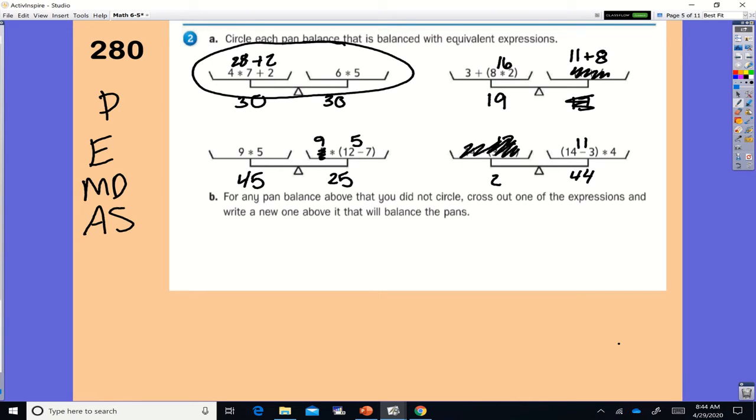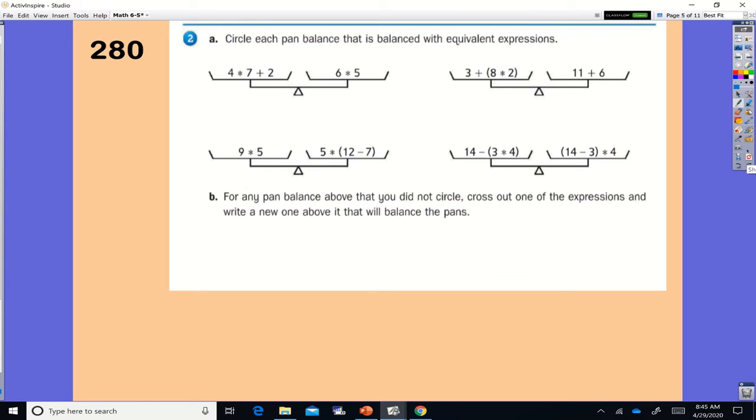And now I have to make another equation that makes this equal to 44. So I'm going to do 11 times 4. Now you could have easily done different equations here. We're just trying to get both sides to balance each other.